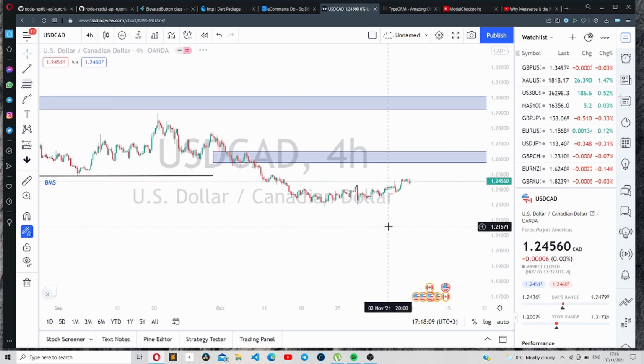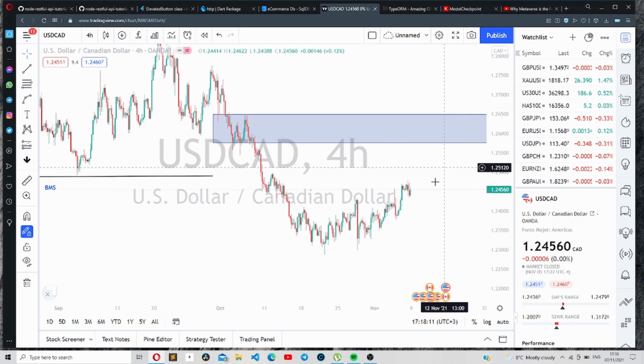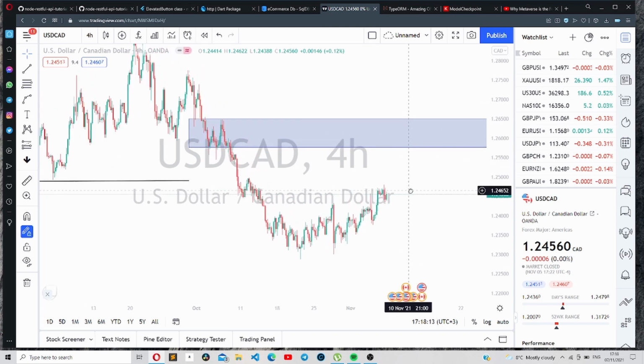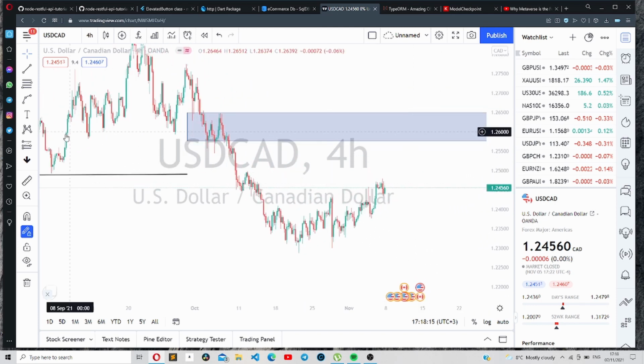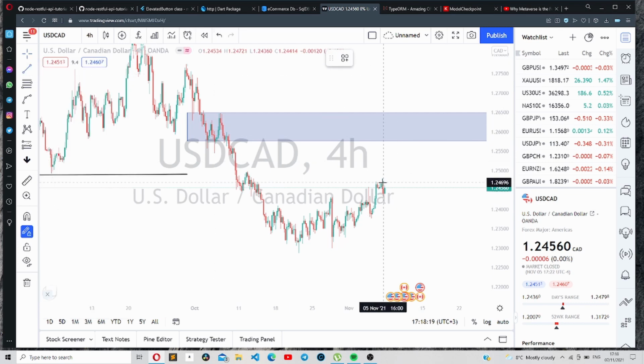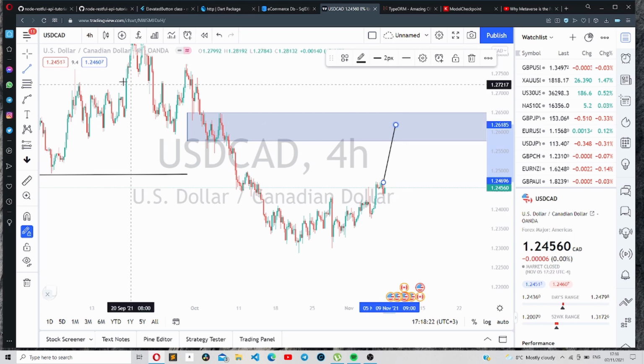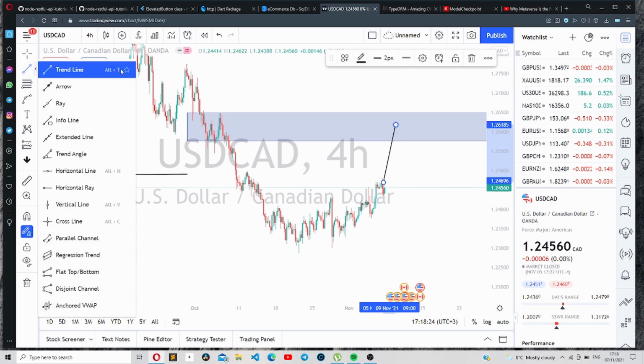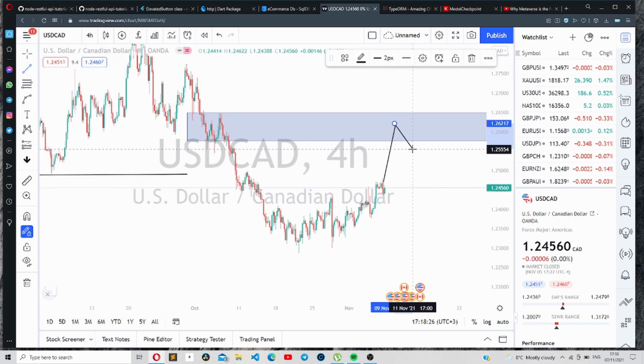So let us go to the 4-hour time frame. So what are we looking at in this region? We'll be looking for a reversal pattern, maybe a double top pattern at the top there.